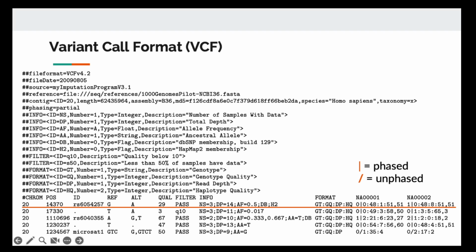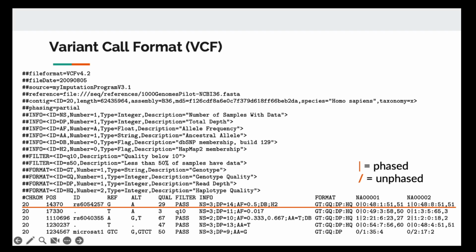But Q10 here, what does it mean? In the header here, it says that the Q10 description is quality below 10. So this score of 3 is below 10, so the filter column says Q10. So it's just a quality filter.